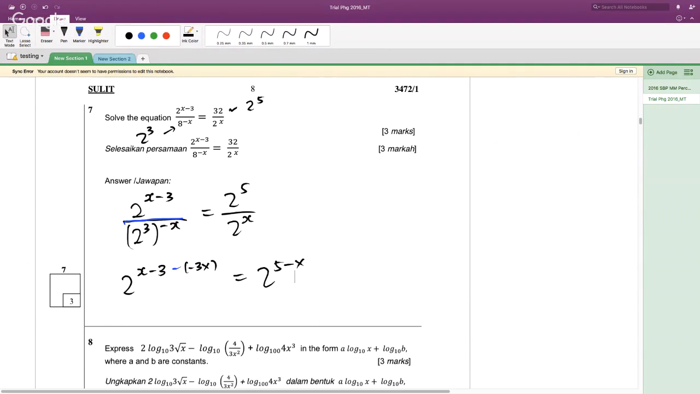All right, then since both sides have 2 already, you can cancel out the 2 and then just compare their powers. This one is plus 3x, 4x. So you get 4x minus 3 equals 5 minus x. So 5x equals 8, x equals 8 over 5. All right, just do it like this. It should be very easy.